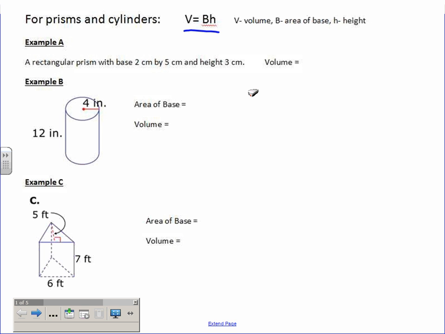So if we want to find the area of the base, we need to multiply the length times the width.